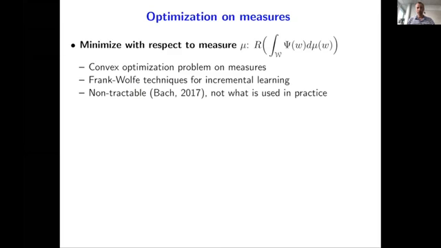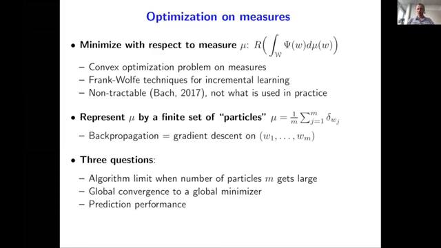In practice, what people do is gradient descent. So let's try to study what people do. They don't really go to the mean field limit. They just take m very big and do gradient descent. So let's try to study what gradient descent is doing. There are maybe three questions, and we will partially answer them today. First, what is the algorithmic limit when m goes to infinity? Does it mean something to let m go to infinity mathematically? Then, once we have a limit, does it behave correctly? First, in terms of optimization, we'll show global convergence to some global minimizer, and in terms of performance, how does it perform when you have an infinite number of neurons?